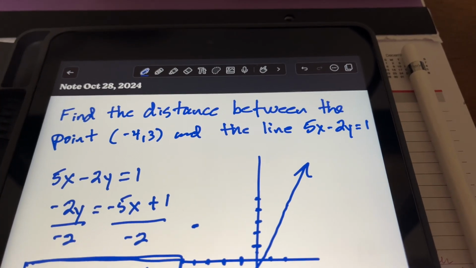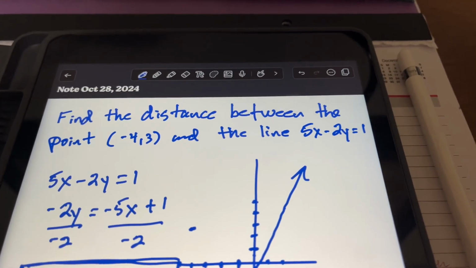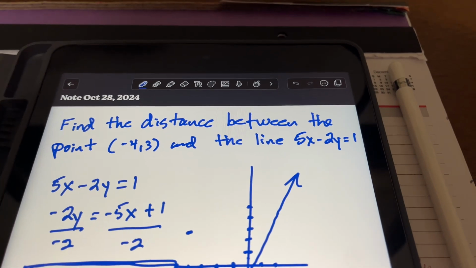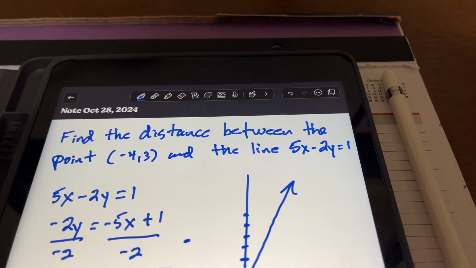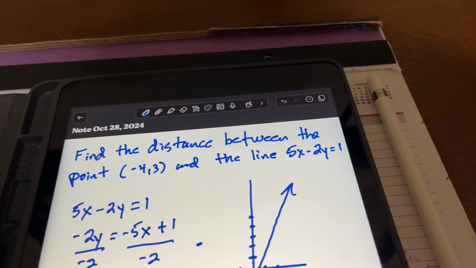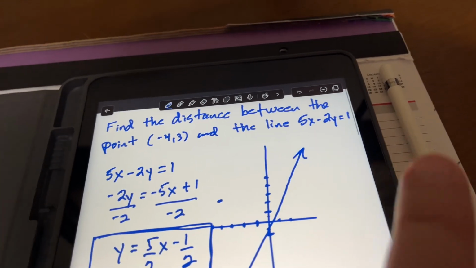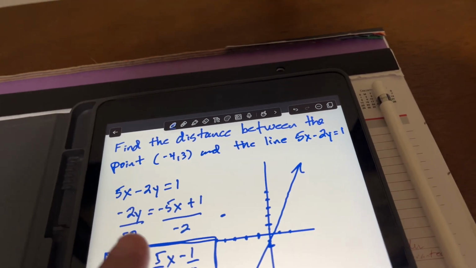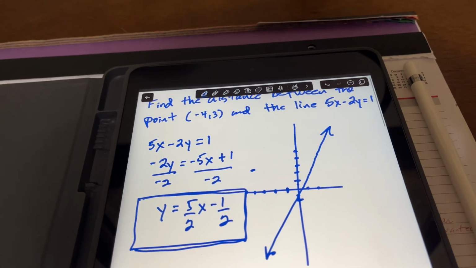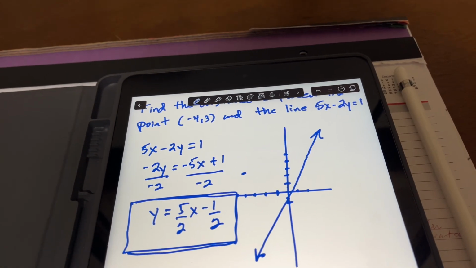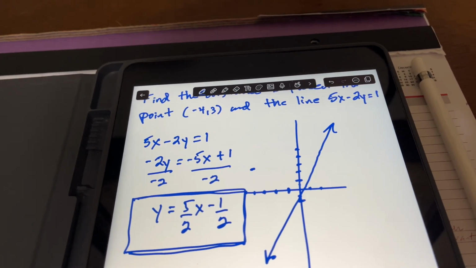Let's consider this problem. Find the distance between the point (-4, 3) and the line 5x minus 2y equals 1. What I think is a good idea here is to just go ahead and put this equation in slope-intercept form. It ends up being this. And then draw the sketch of that line, which is what you see here on the screen.